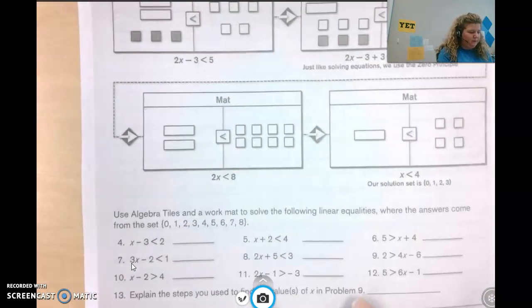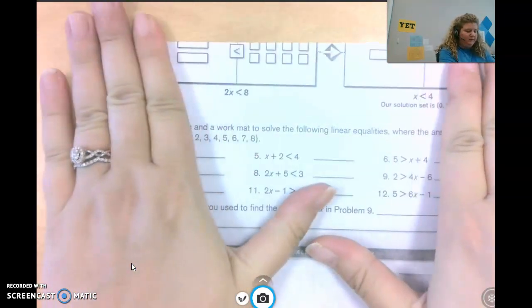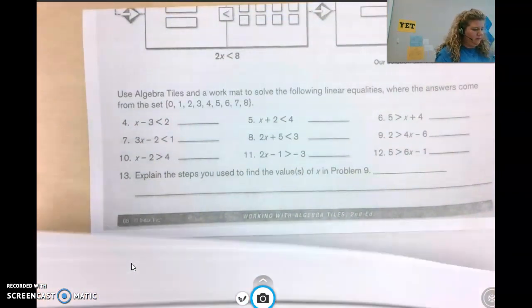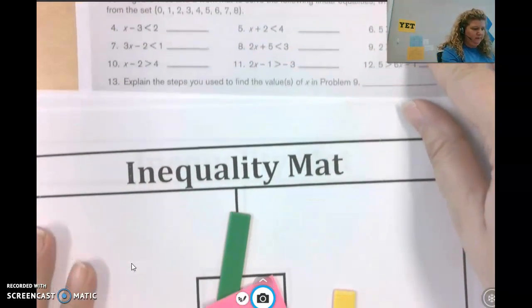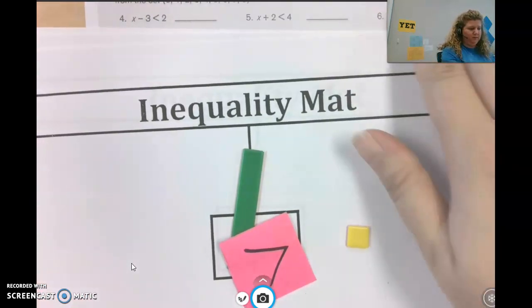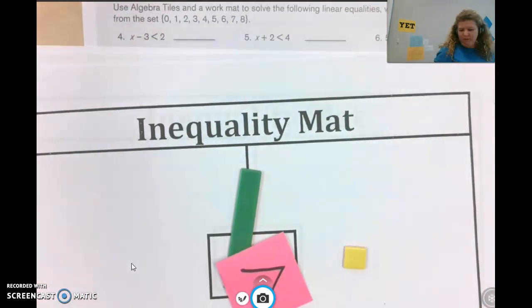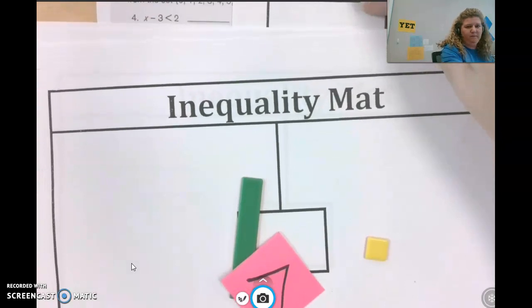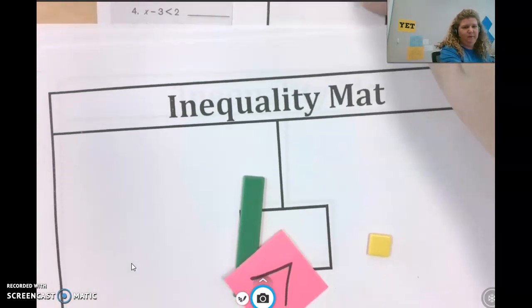Then we get into where we're using the algebra tiles and the work mat. In your case, you may have needed to use the virtual algebra tiles. So, we're going to solve these. See if I can get all of this on the same page. Okay, and we'll start with number 4.